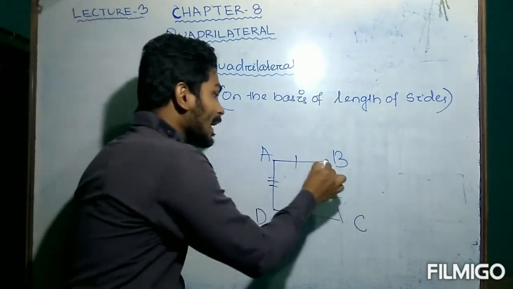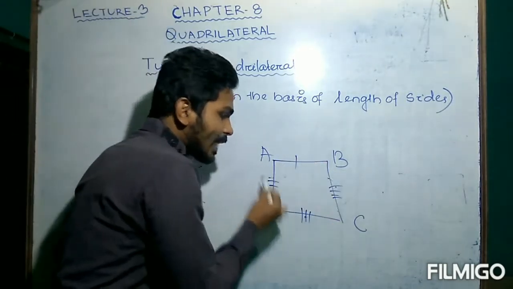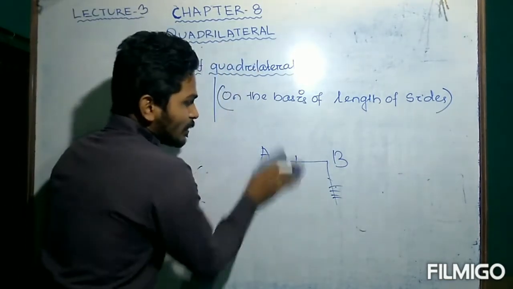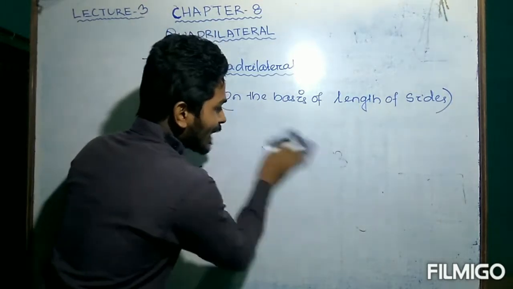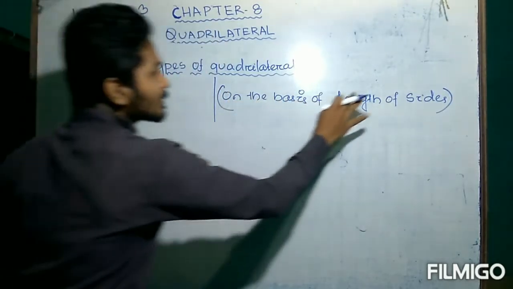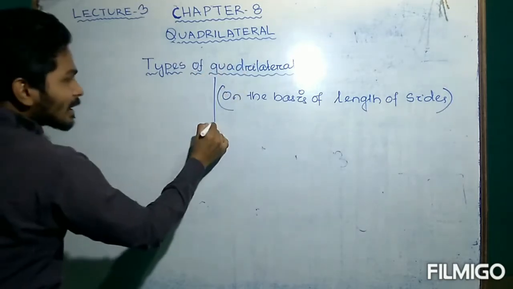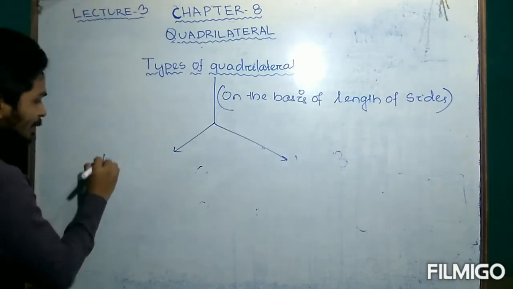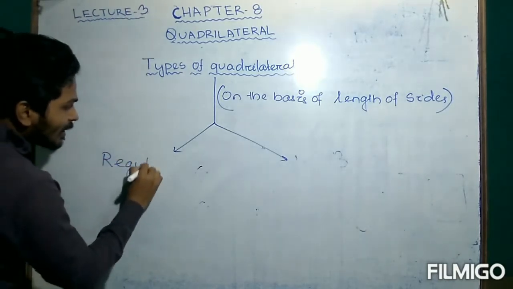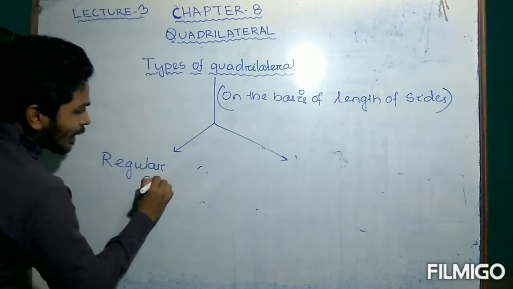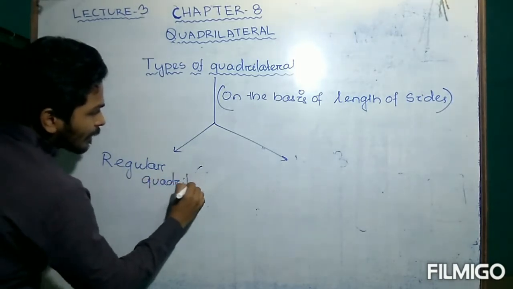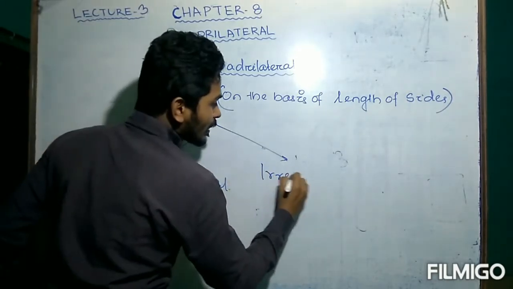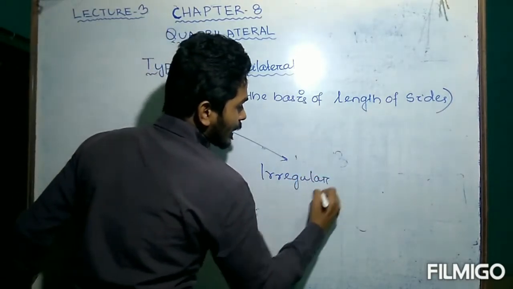Now on the basis of length of the side, how much length each side have? Quadrilateral are of two types. Okay. So let us diagrammatically write it down. So on the basis of length of sides, the quadrilateral are of two types. The first type is known as regular quadrilateral. And the second one is irregular quadrilateral.